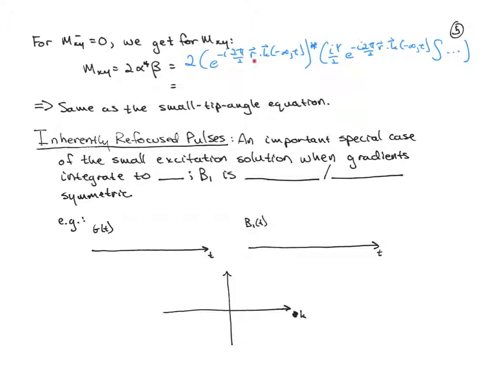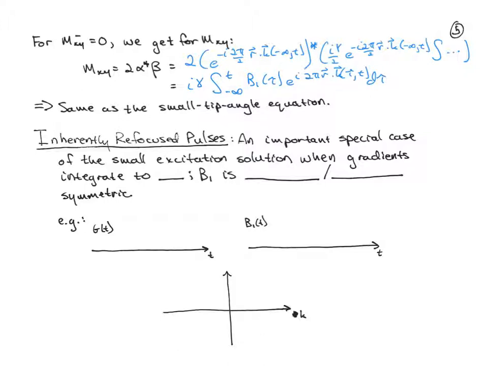And the key here is that these two are conjugates of each other. Since this one is complex conjugated, its minus sign is going to turn into a plus, and it's going to cancel the phase of this one. So it vanishes, and what we're left with is i times gamma integral from minus infinity to t of B1 of tau e to the i 2 pi r vec dot k vec from tau to t d tau.